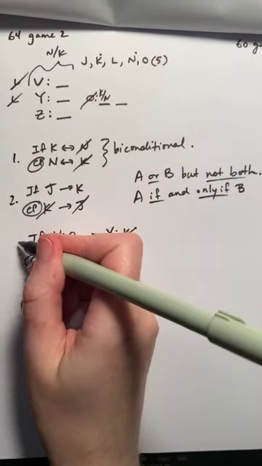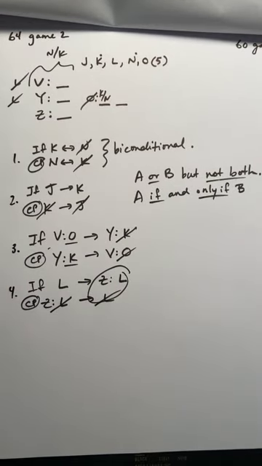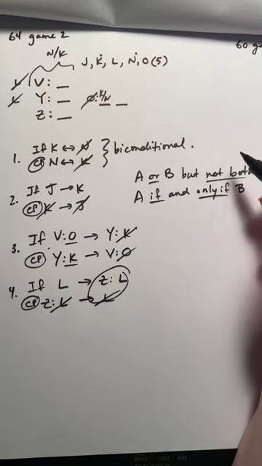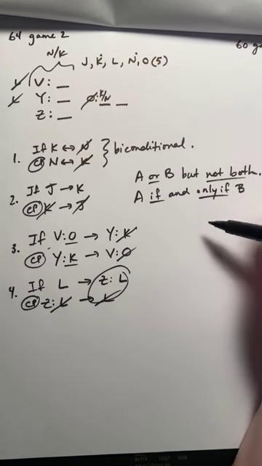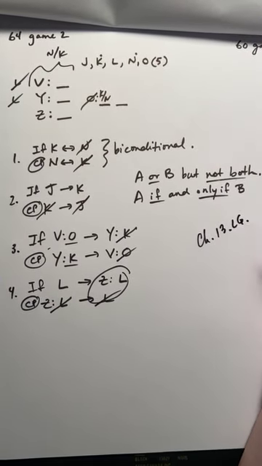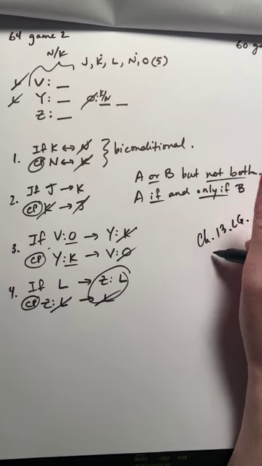Okay, and if you do need to do a little bit more work on conditional rules for logic games, if you're using the LSAT trainer, then the chapter would be chapter 13 for logic games. Conditional rules and biconditionals are actually mentioned in chapter 14.